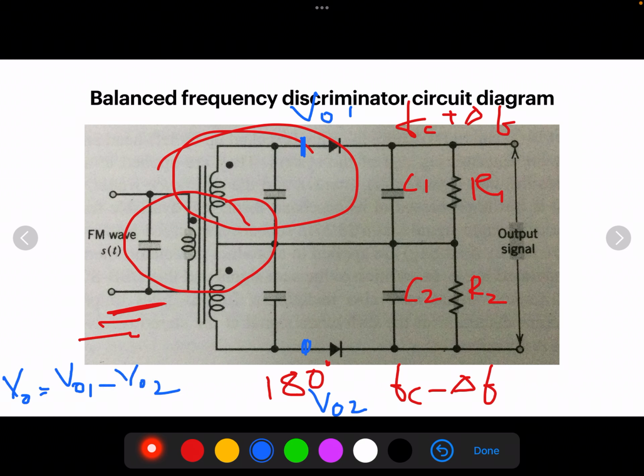The circuit operation depends on dividing the input frequency into 3 ranges. As you have seen, there are 3 tuned circuits: one at the primary, 2 at the secondary.